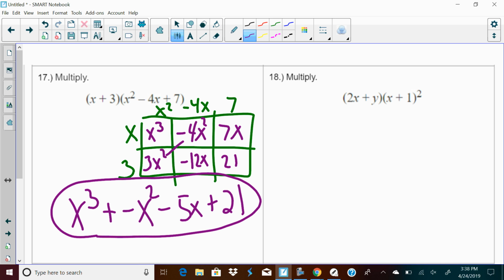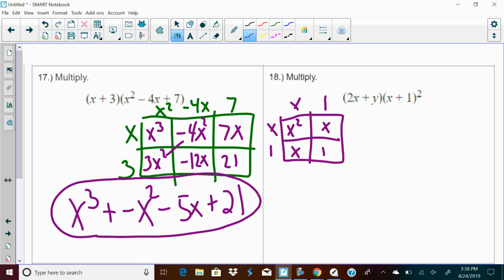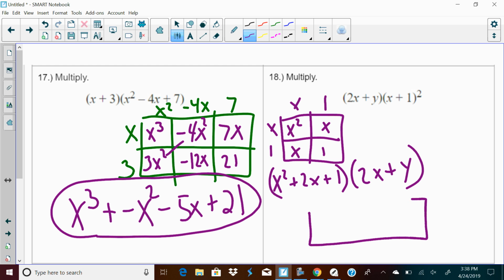Okay. For 18, I have to do it in two parts. So first, I'm going to figure out what x plus 1 times x plus 1 is. So I get x squared, x, and 1. So I'm going to get x squared plus 2x plus 1 times 2x plus y. So then I make an area model for that. X squared, 2x, 1, and then 2x and y.